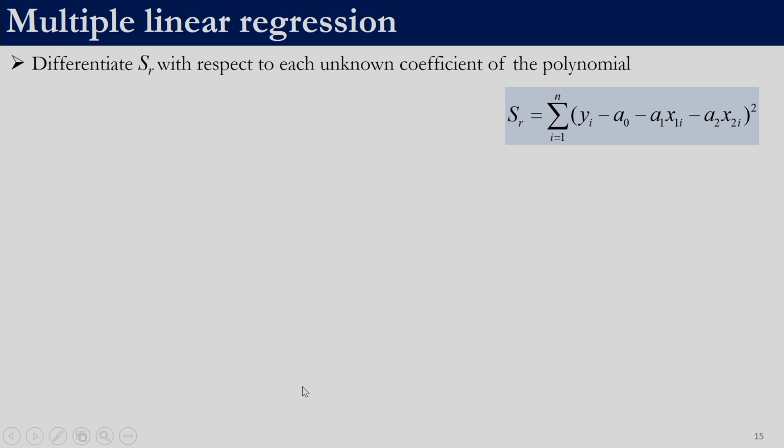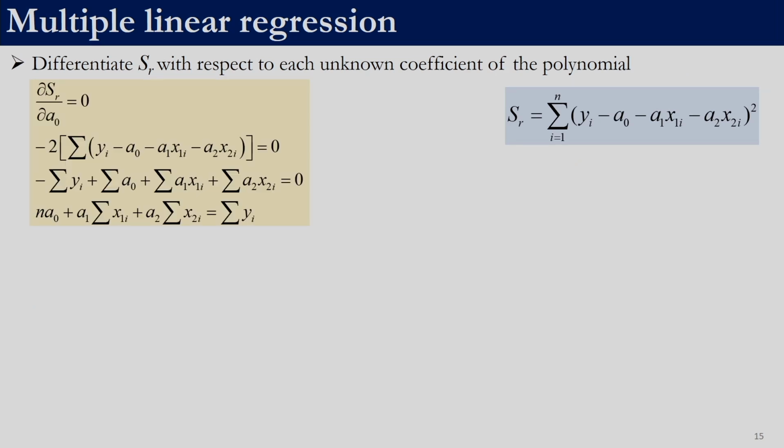For this again we need to apply the stationary condition. Here we have three unknowns a naught, a1, a2. Remember x1 i and x2 i are known, so those data points are known. We need to differentiate this with respect to a naught, a1 and a2. When we differentiate this with respect to a naught, it is 2 times this expression. Same thing, differentiation of x square is 2x dx, and then the differentiation of a naught with respect to a naught will give us 1, but since we have this minus sign over here, we will get minus 1, that is why this minus is over here.